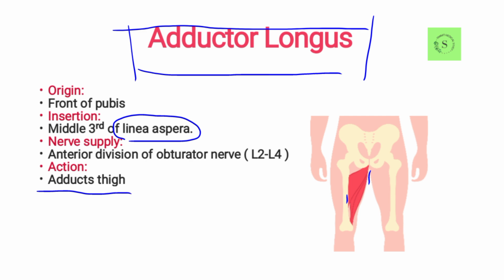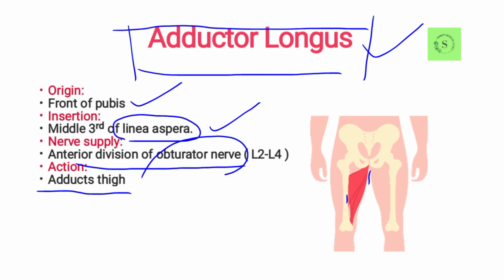Their nerve supply: all the adductors are supplied by the obturator nerve. Anterior division of the obturator nerve is the nerve supply of adductor longus and its root value is L2, L3 and L4. Its origin is the front of the pubis, attached to the linea aspera. Nerve supply is the obturator nerve and its function is to adduct the thigh.